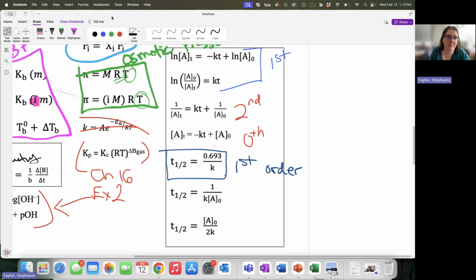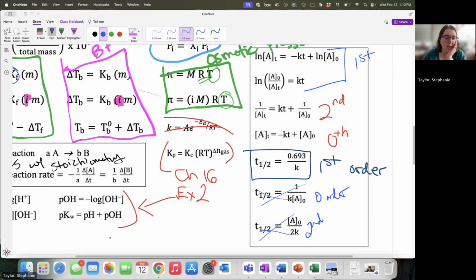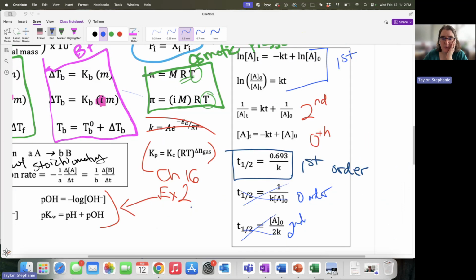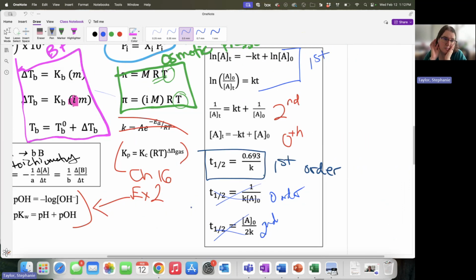This is second order, this is zero order for half-lives, but we're actually only going to ask you guys questions about first order half-lives. So you actually don't need these either. There's some other notes on here about other things that will be coming up soon, but not on this first exam.